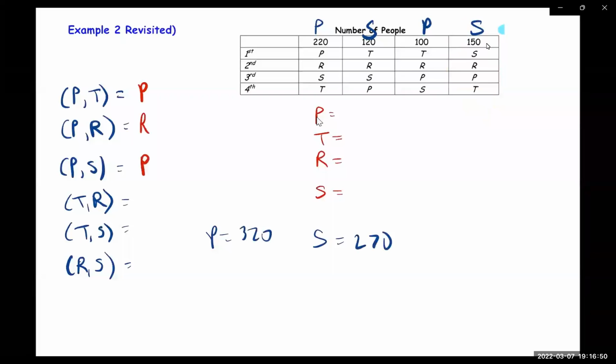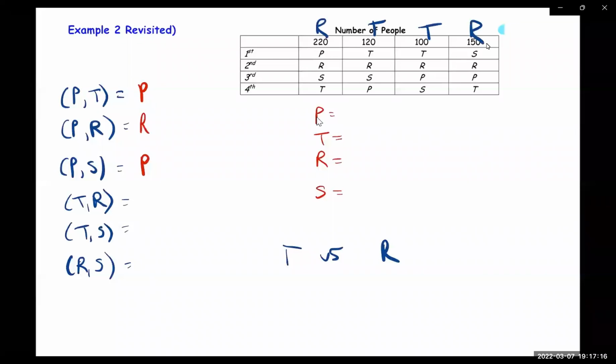All right, now let's do T versus R. So let's see, who wins the first one? P, right? Oh wait, P, not T. R wins this one. T wins this one. T wins that one. R wins that one. So which one's higher? T has 220, R 370. R wins.